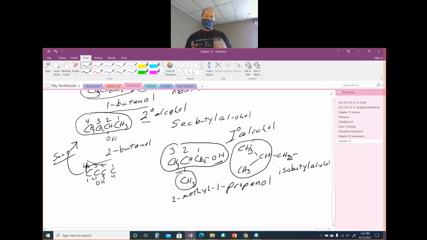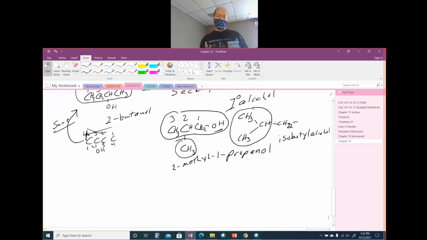So there is your isobutyl alcohol. All right, let's go to our 3 carbons in a row and put in the OH again. So 3 carbons in a row, the 4th one in the center. If I put my OH here, longest carbon chain is 3. Lowest number for the OH is 2. I still have a 2-propanol.